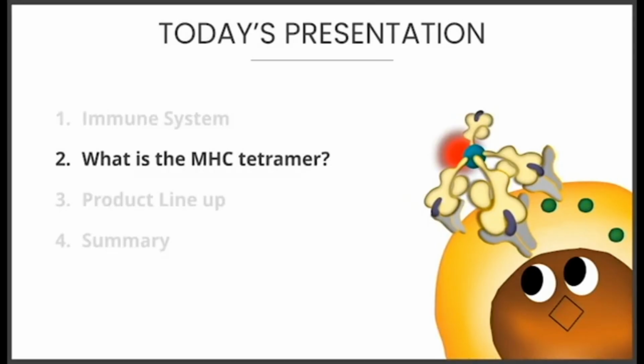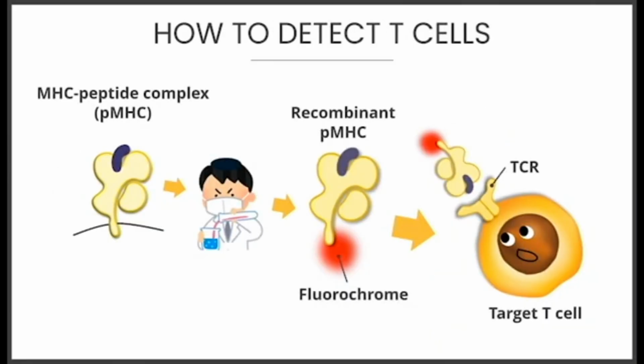Given these considerations, we changed the strategy we were using to capture target T cells and acquired MHC Tetramer technology. In the following slides, I will explain MHC Tetramer and its application in this type of study. Over 20 years ago, researchers generated a recombinant peptide MHC complex conjugated to a fluorochrome in vitro. They then applied this monomer of the peptide MHC complex for detecting T cell targets.